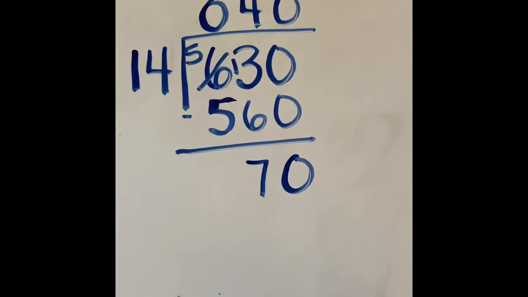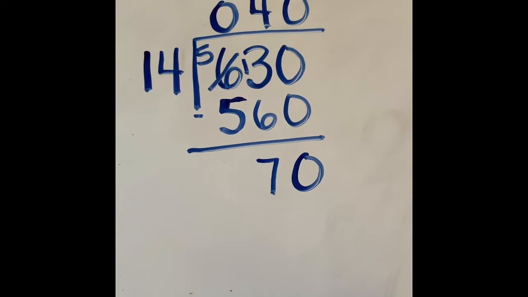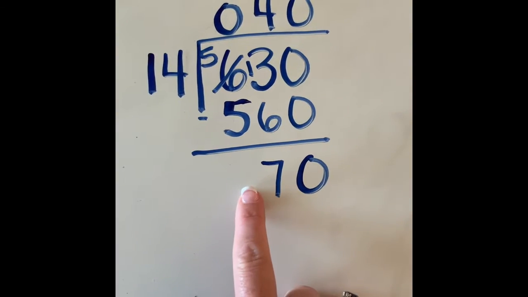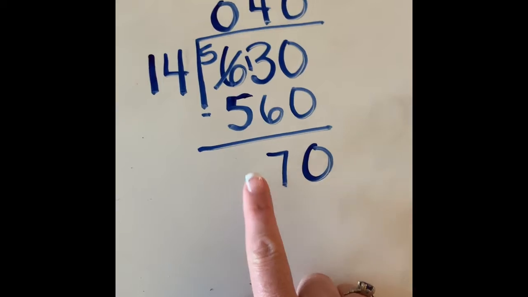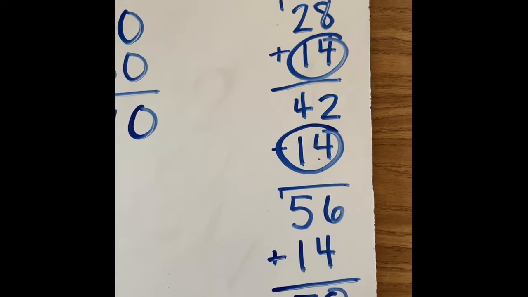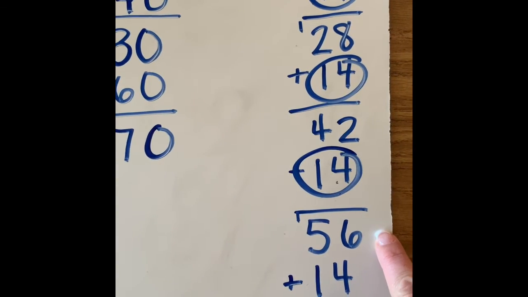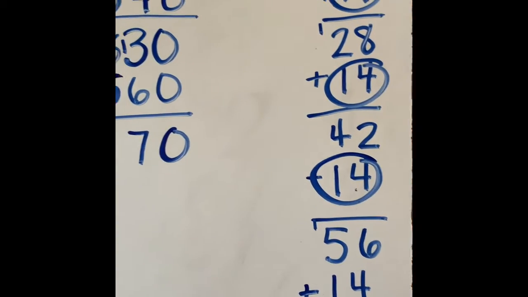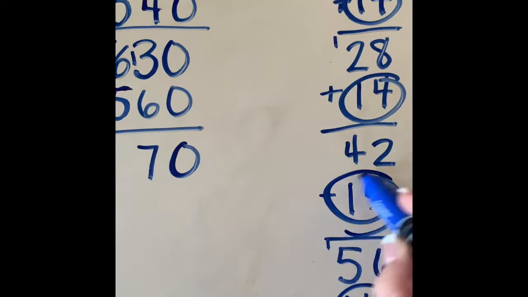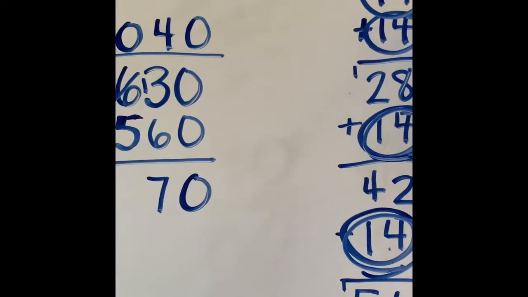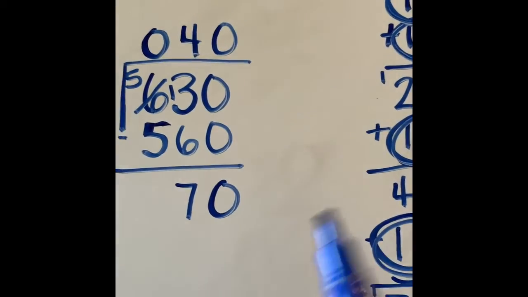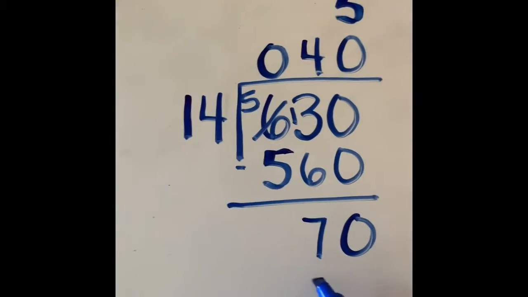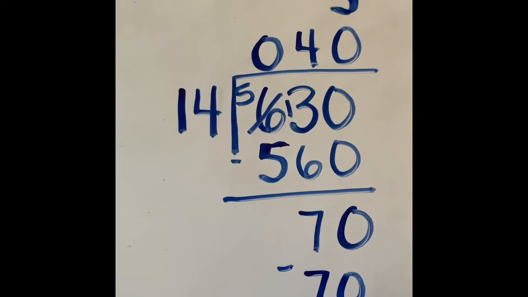I now have 70. My next number is going to be in the ones place. How many times does 14 go into 70? I'm hoping that they learn the strategy that they need to go back to their thinking. Since we were already at 56 and we tried one more and got to 70, I'm now going to go back and count my 14s. 1, 2, 3, 4, 5. I now know that 14 times 5 equals 70.